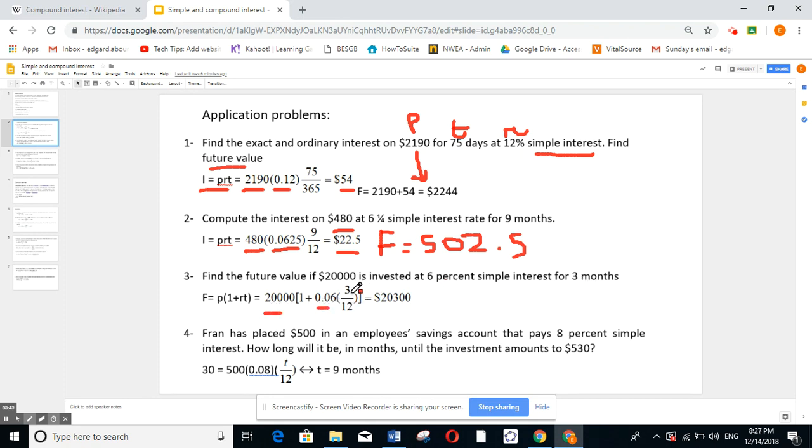In example number 3, find the future value if $20,000 is invested at 6%, 0.06, for 3 months. Same story, 3 over 12. I want the future value. You can find the interest, then add it to the present value as we did here.